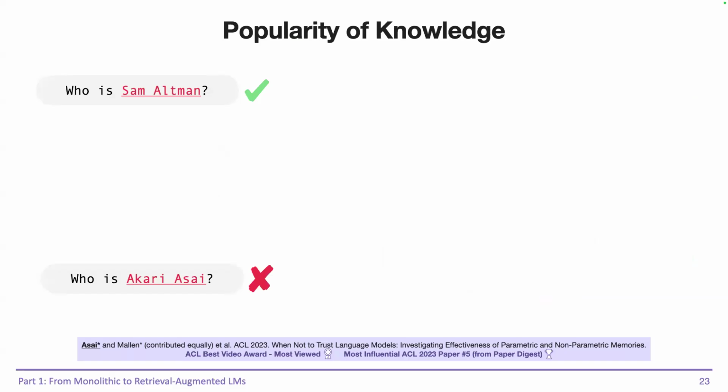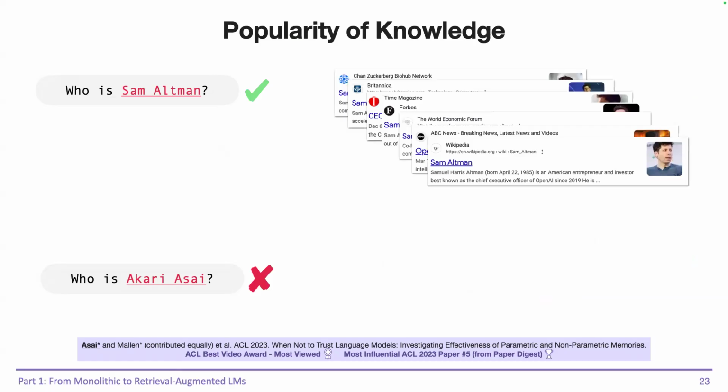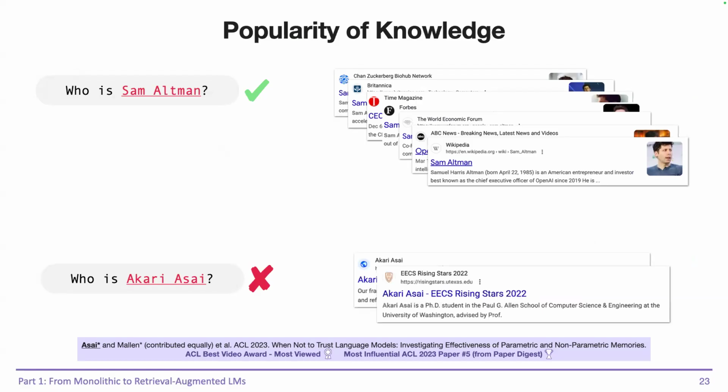My hypothesis was that documents discussing well-known figures, such as Sam Altman, are commonly found in the pre-training data, frequently encountered by models during training time. Conversely, topics that are less popular, such as myself, may not appear as frequently, posing challenges for those models to effectively memorize and retrieve such information from model parameters.